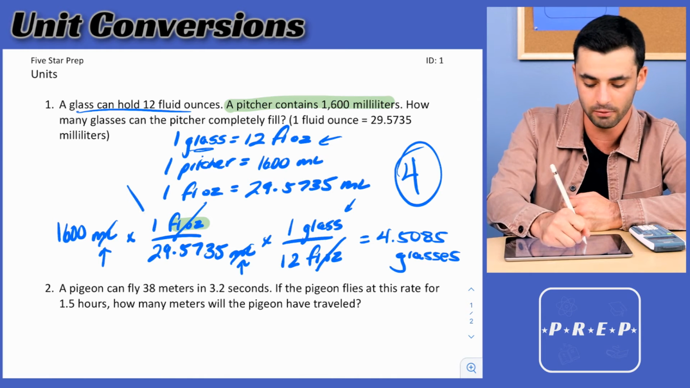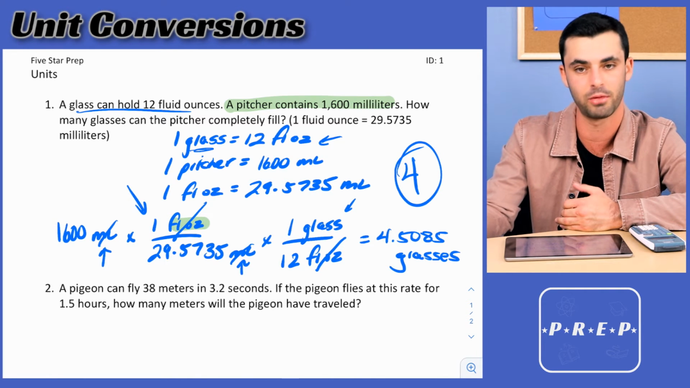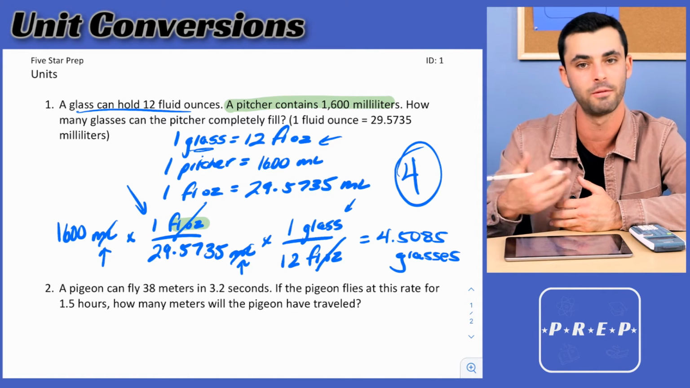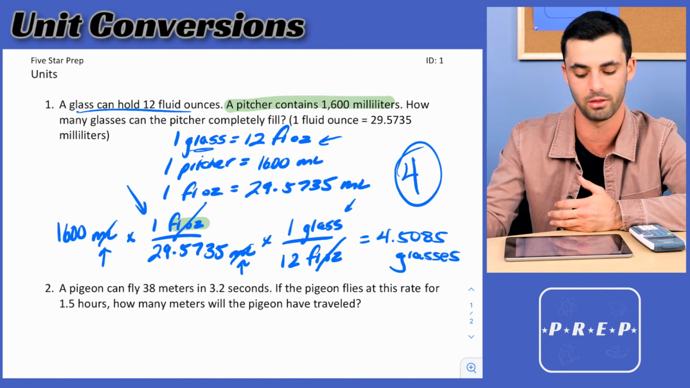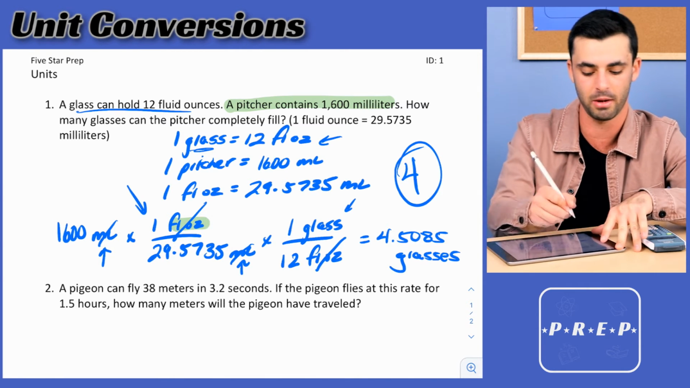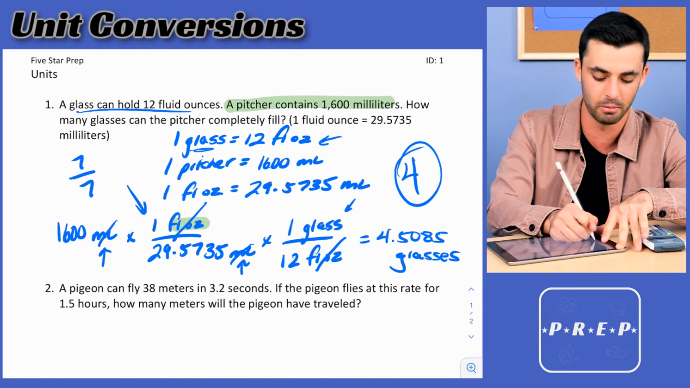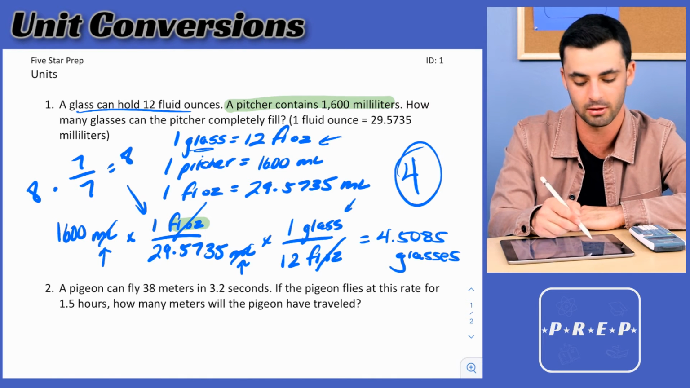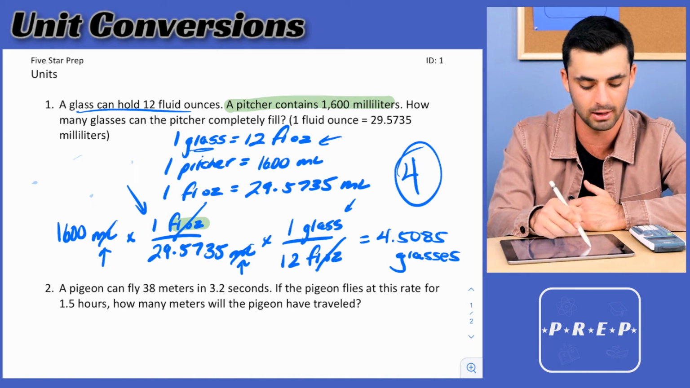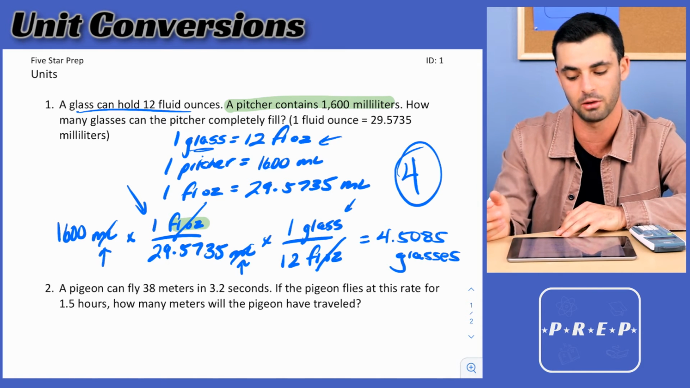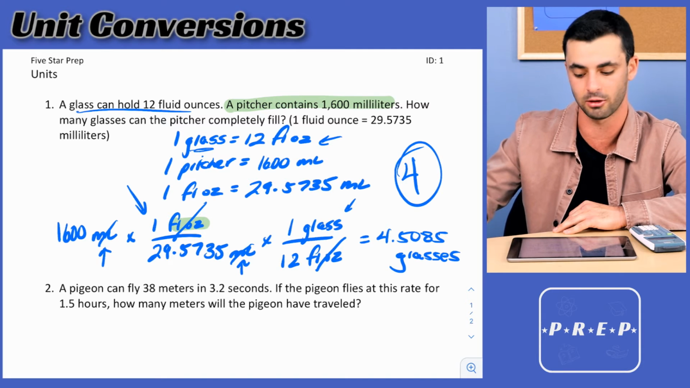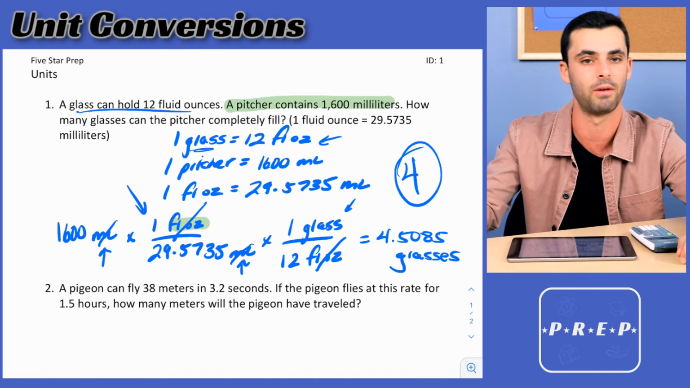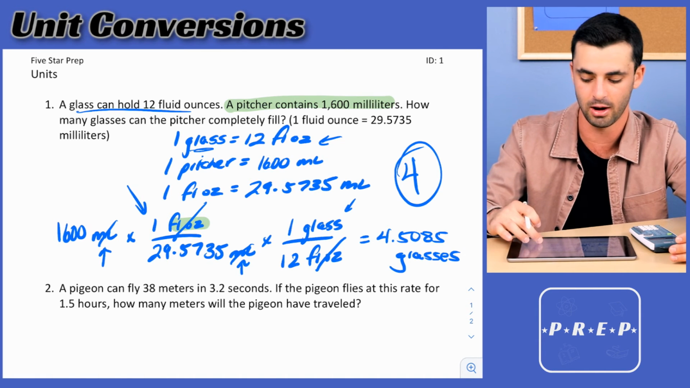Because here, one fluid ounce over 29.5735 milliliters is essentially like multiplying by the number 1. Because one fluid ounce is equal to 29.5735 milliliters. So that would be the same as multiplying by like 7 over 7, let's say. The number 8 times 7 over 7 is just equal to 8. Here we're not changing anything, we're just carrying out this operation. But again, I'm not changing my initial value here. My initial value is one pitcher, and that's what I get at the end, one pitcher. But I represent it in a different way. Here, instead of being 1,600 milliliters, it's 4.5085 glasses. That is all.